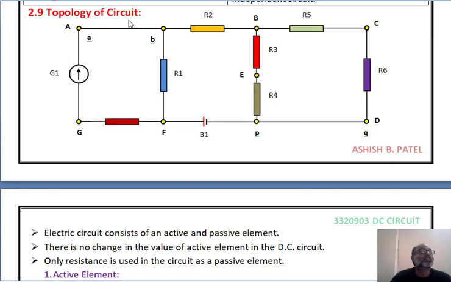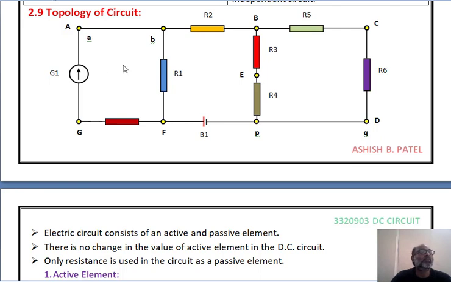Topology of circuit. Every electrical circuit consists of active elements and passive elements, and there is no change in active elements in the DC circuit, and only resistance is used as a passive element. Let me see one by one.